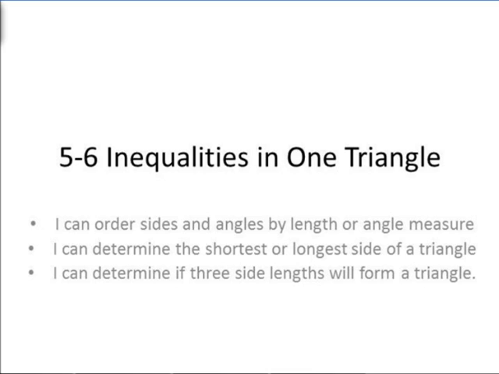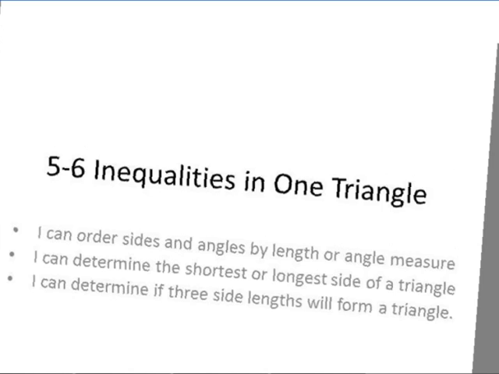One is order the sides and angles by length or angle measure. You should be able to determine which side of a triangle is longest or shortest. And you should be able to determine if 3 side lengths will form a triangle. So let's take a look at what this stuff is all about.